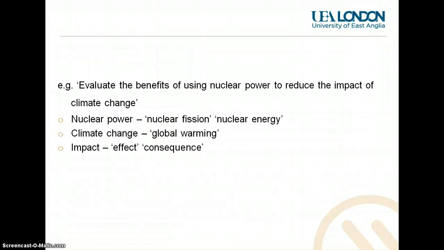Just to give you an example, if the assignment was evaluate the benefits of using nuclear power to reduce the impact of climate change, we'd have to think about the different synonyms. So other words for nuclear power could be nuclear fission or nuclear energy. Another word for climate change could be global warming, and other words for impact could be effect and consequence.